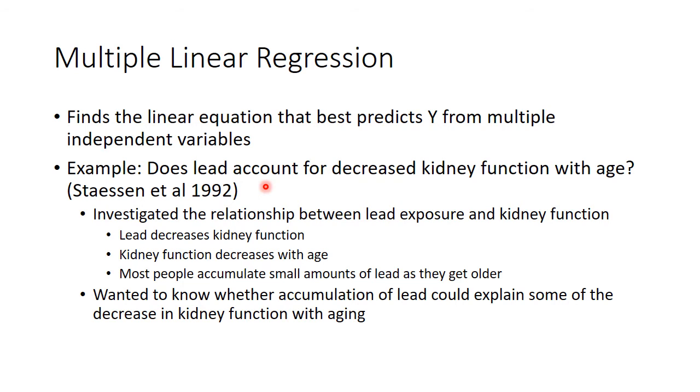So now we have multiple variables affecting our outcome, which is kidney function. Most people accumulate small amounts of lead as they get older. So we can look at multiple independent variables and try to determine how they all affect our dependent variable, kidney function. The specific question is whether accumulation of lead could explain some of this decrease in kidney function with aging, or if it's specifically just due to age, or maybe some other variable they're not looking at.